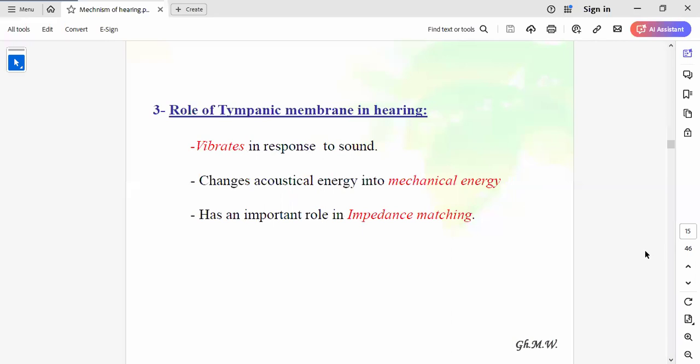Sound now reaches the tympanic membrane. What is the function of the tympanic membrane? The tympanic membrane is the first station to convert sound energy to mechanical energy. It vibrates in response to sound, changing the acoustical signal into mechanical energy. It also has an important role in impedance matching.